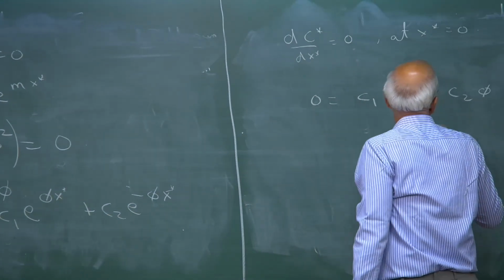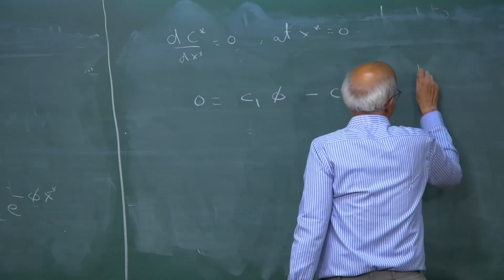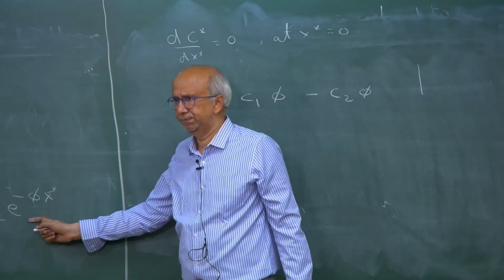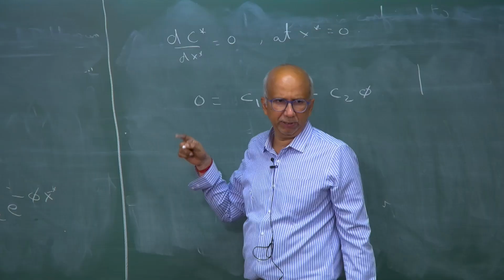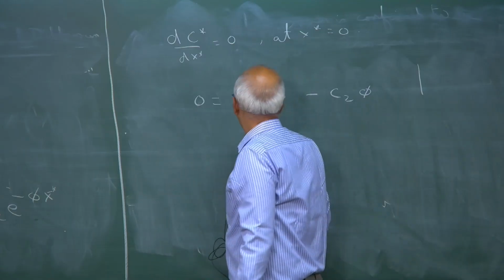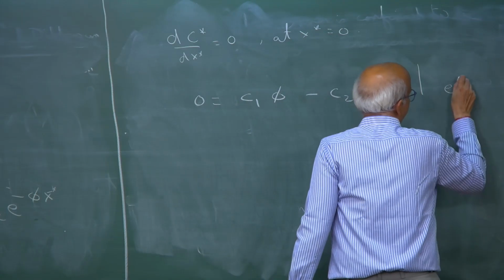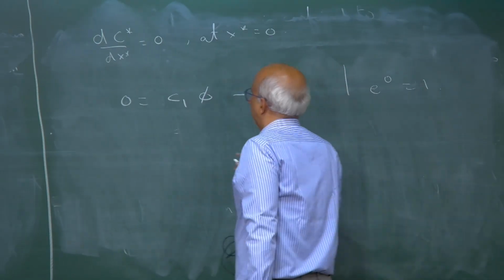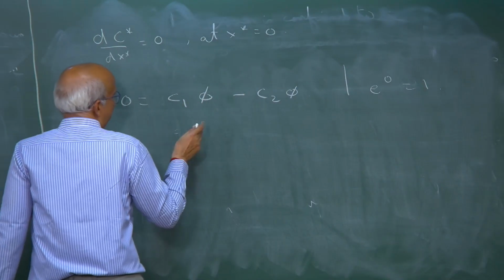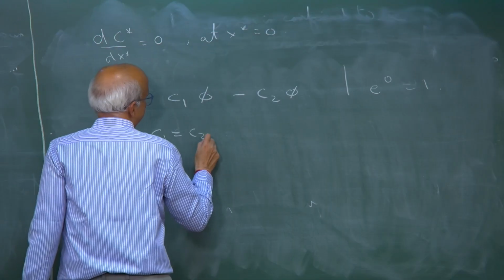So, this is what I have done. I have differentiated this, put x star equal to 0, exponential of 0 is 1, I am getting that. Remember, e power 0 is equal to 1. So, what do I get? C1 equal to C2.